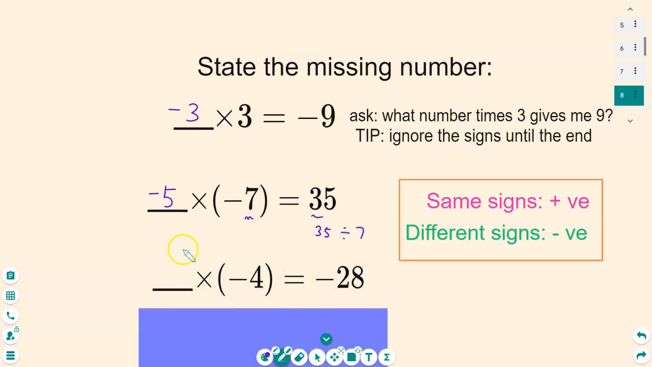And this one? What number times negative 4 gives negative 28? What number times 4 gives 28? In other words, 28 divided by 4. Okay, so we've got 7. Now we need to look at this bit of information. We want to end up with a negative number. So we should have different signs. So we're all good. We've got a positive and a negative.